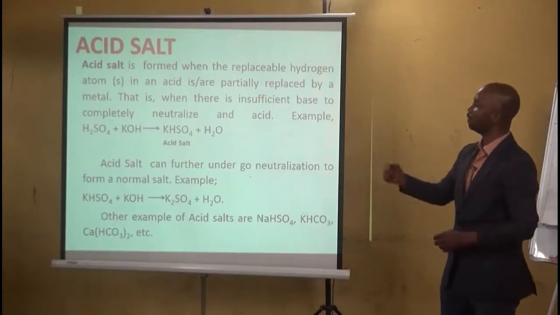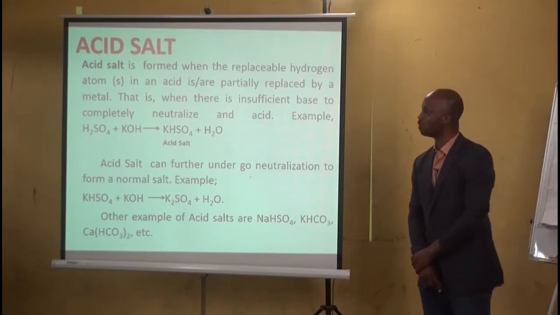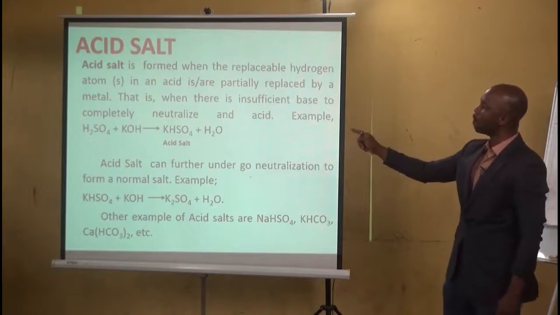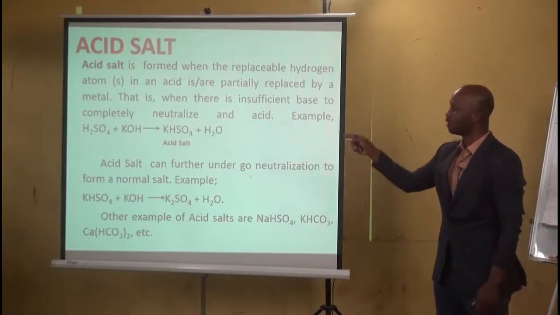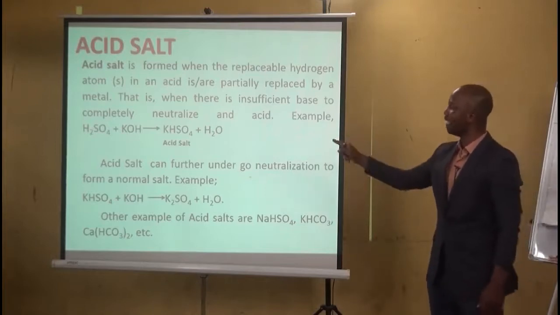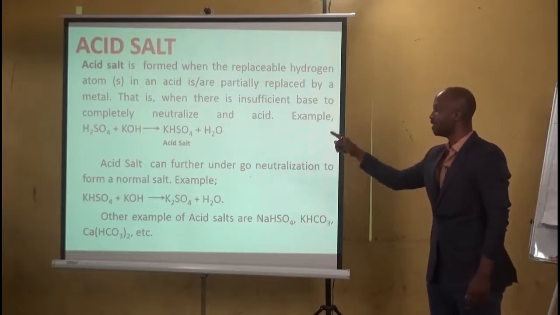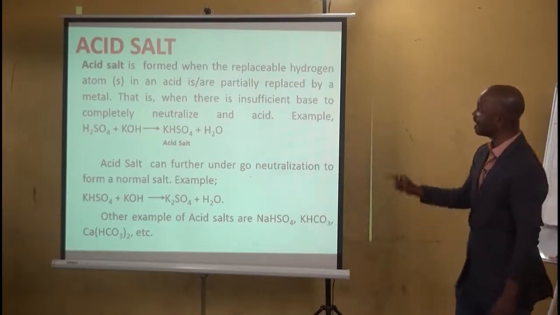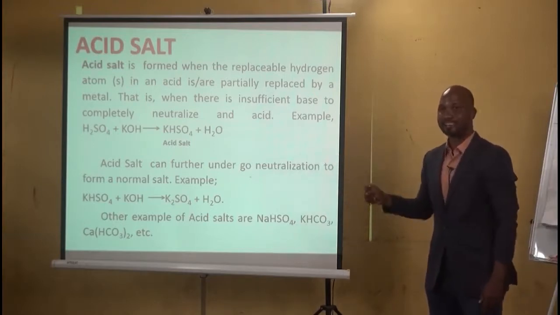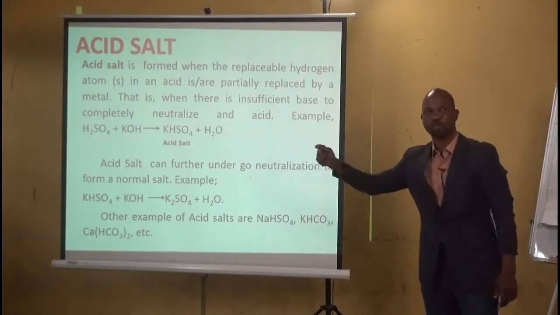If you look at the example here, H2SO4, which is tetraoxosulfate 6 acid, reacts with potassium hydroxide. Now, one potassium replaces one hydrogen. So you can see there is still one hydrogen in that salt, and it becomes potassium hydrogen tetraoxosulfate 6 plus water. The presence of that hydrogen indicates that it is an acid salt. Remember I said an acid salt has the replaceable hydrogen atom partially replaced, not completely replaced.